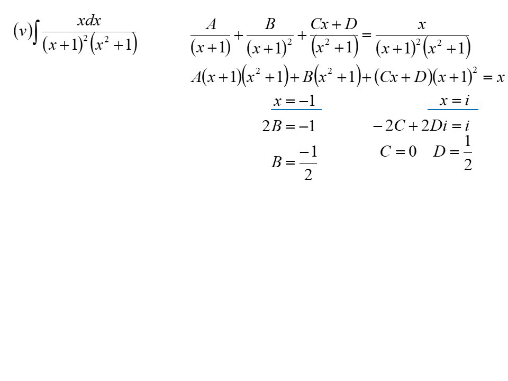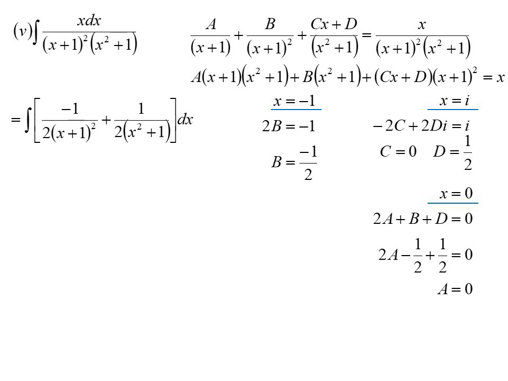Make life easy for yourself. What's the easiest number to substitute in that I haven't already substituted in? Well, it's got to be 0. Sub 0 in, I get 2a plus b plus d is 0, but I know what b and d are, so now I can work out a. All that work for nothing, you could say. A is 0.